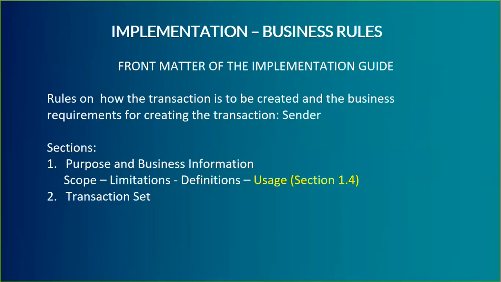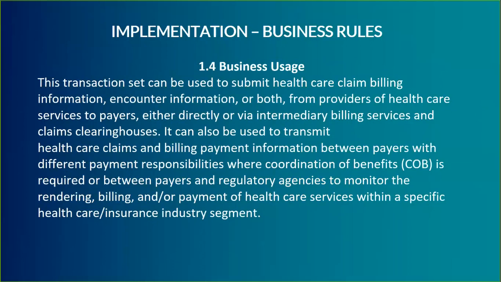Okay, I was talking about the usage. I wanted to bring this up to show this to you. This particular 1.4 business usage is actually from the healthcare claim. And what it tells you, if you start looking at it in depth, is what it is. Well, it is a healthcare claim. It is encounter information, or it can be both. You say, well, how or who or what? Well, it comes from the providers to payers, either directly or through an intermediary like a clearinghouse.